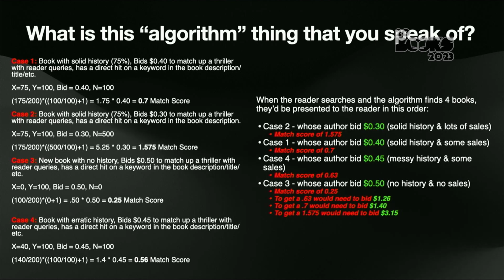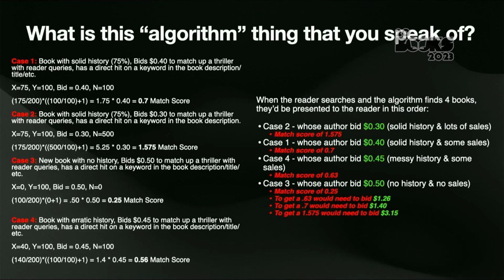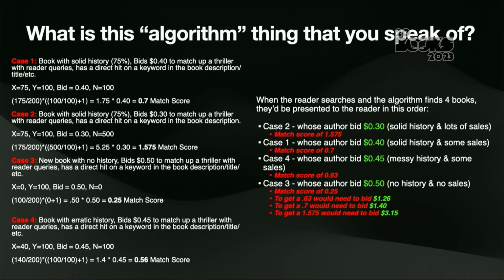And it isn't just associated directly with the campaign. It also has to do with the author account, the publishing account. So in this example, the person who would be top of the food chain presented to a reader would be the guy who bid the least, because he had a solid history and lots of sales. Whereas someone who literally had no history and no sales, just starting off and bidding higher, didn't get in. Wasn't getting an impression, so to speak.